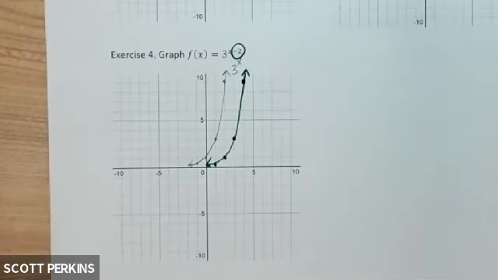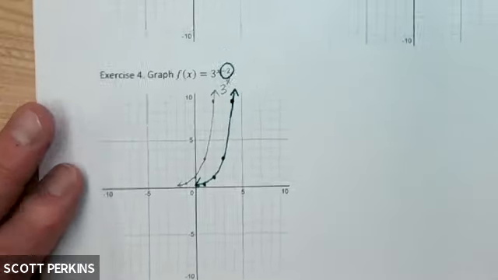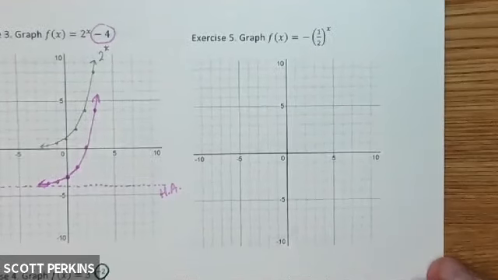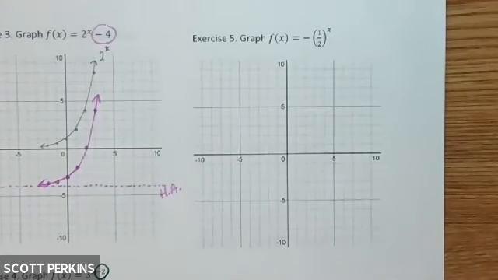I've got one more of these, just reminding us, we're keeping these fresh in our memory, these translations and things I can do in my graph. The last example is exercise 5. It's based on the graph of 1/2 to the x power. This time, though, I've thrown a negative out in front of it. So we're multiplying by -1. See if you can remember what that's going to do to my graph.